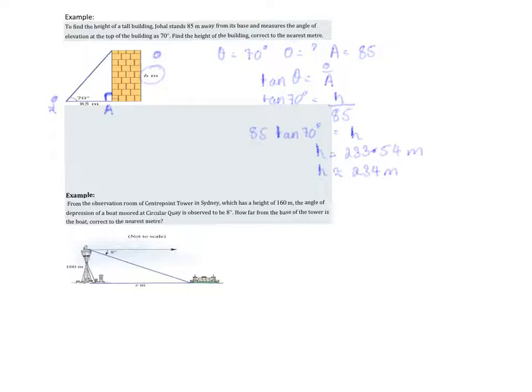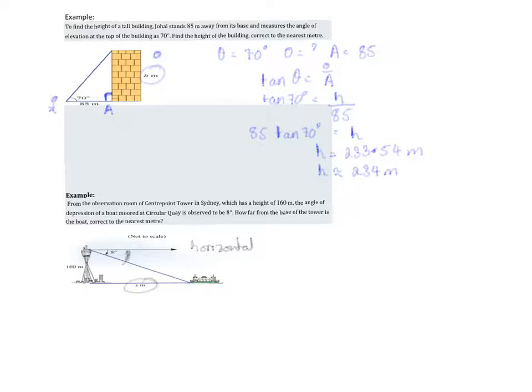We need to be very careful with this one. From the observation room at Centre Point Tower in Sydney, which has a height of 160 metres, the angle of depression of a boat moored at Circular Quay is observed to be 8 degrees. Remember, that's 8 degrees from the top of the tower or from our horizontal, which is there. Okay, that's your 8 degrees there. Question says, how far from the base of the tower is the boat? So we're looking for this bit down here.